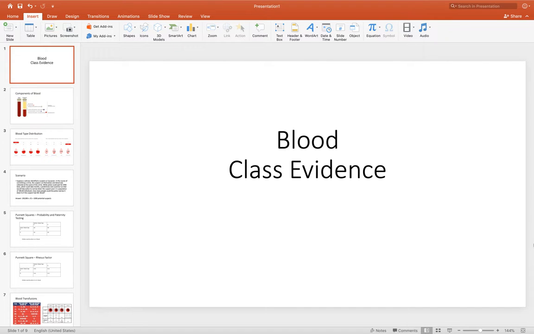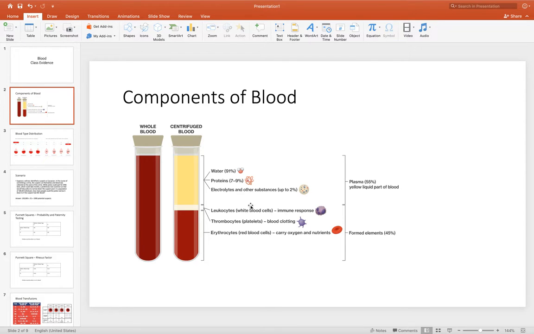Now, there's going to be some information on this PowerPoint that I'm not necessarily going to go over in depth, but I want you to make sure that you take a look at that. Now, in reference to that is going to be the components of blood. So there are four components of blood that I want you to make sure that you understand. So there's plasma, there's leukocytes, thrombocytes, and erythrocytes. So in terms of leukocytes, they're also known as white blood cells, thrombocytes as platelets, and erythrocytes as red blood cells. So make sure that you know the different components as well as what they do.